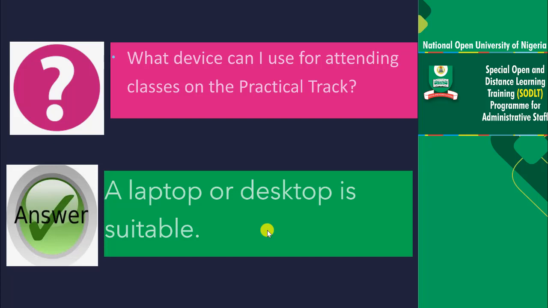Next question. What device can I use for attending classes on the practical track? We suggest you use a laptop or a desktop. You will find out yourself, using your phone is no good, because you'll be touching some things, adding some files, doing all this manner of clicking and all that. So the laptop or the desktop is best for you.